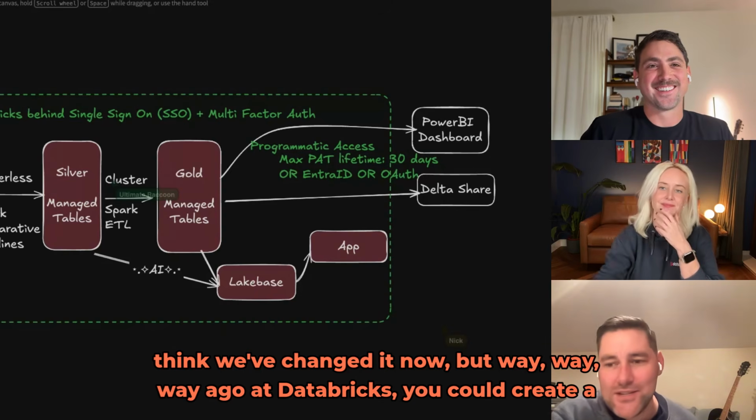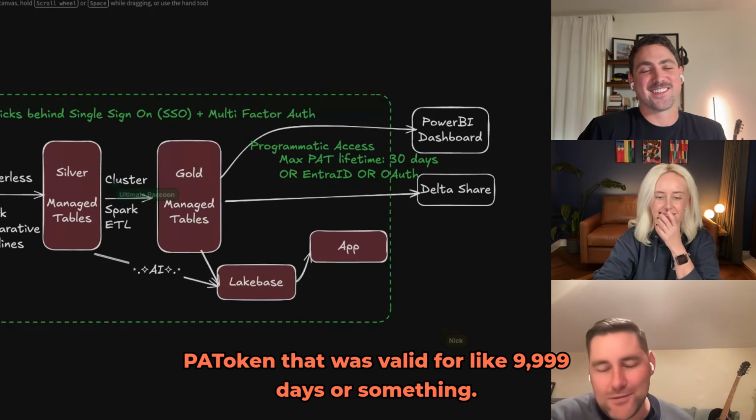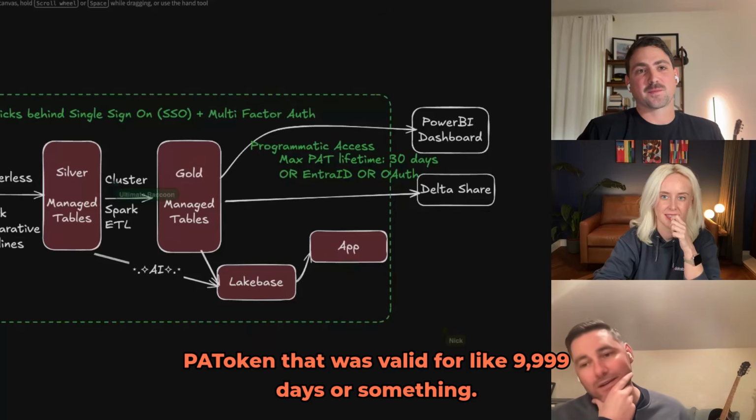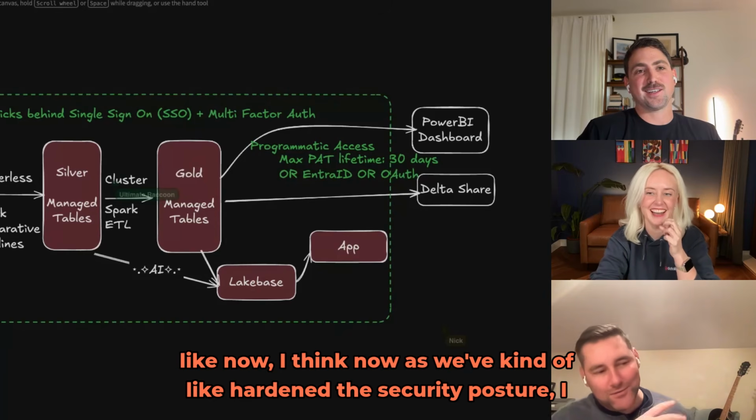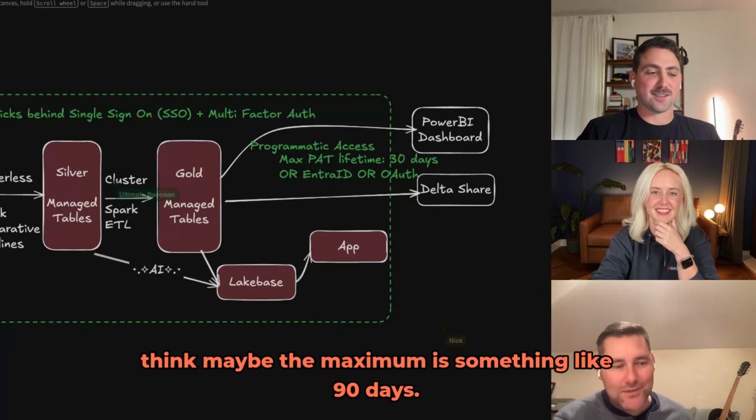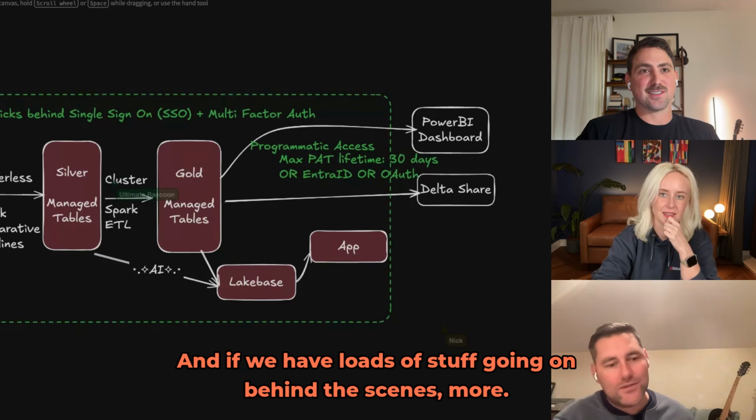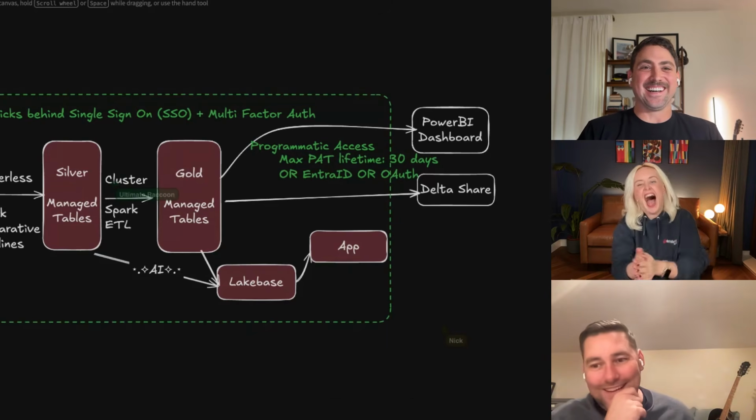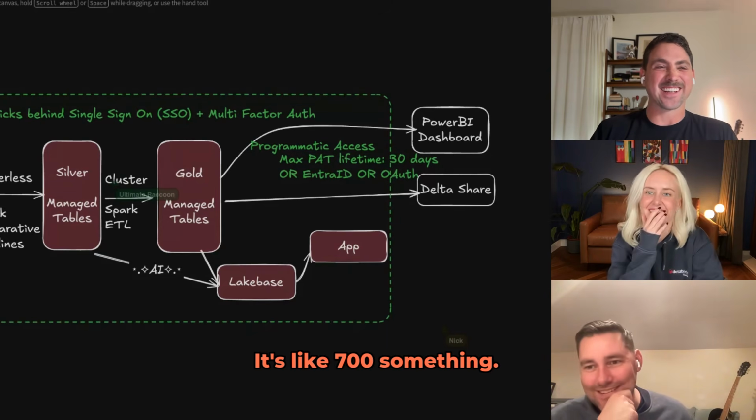I think we've changed it now, but way back at Databricks, you could create a PAT token that was valid for like 9,999 days or something. Now, as we've hardened the security posture, I think maybe the maximum is something like 90 days. No, it's more, I know. Okay, so it's like 700 something. It's like 3 years.